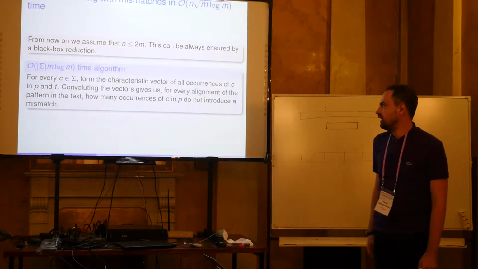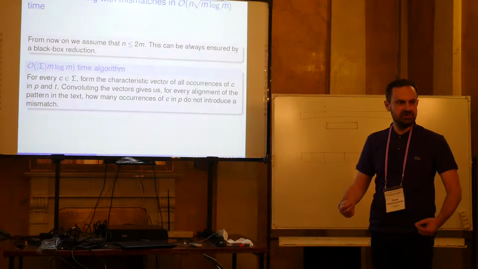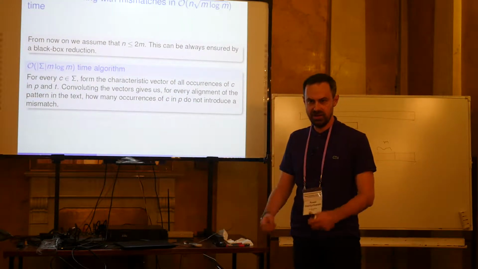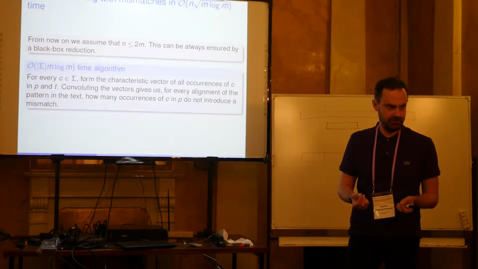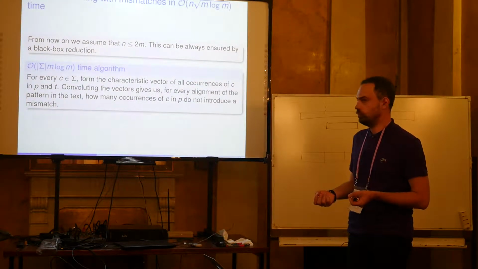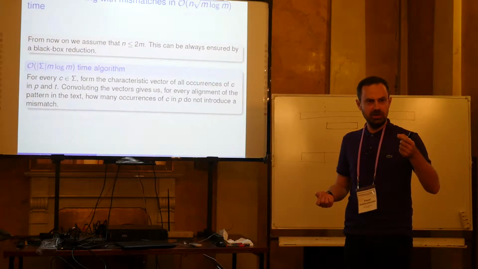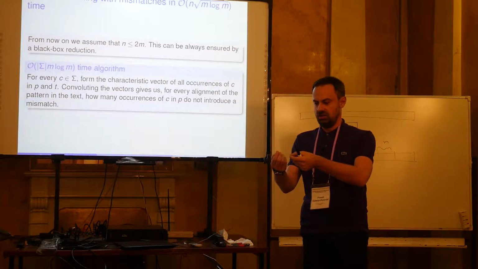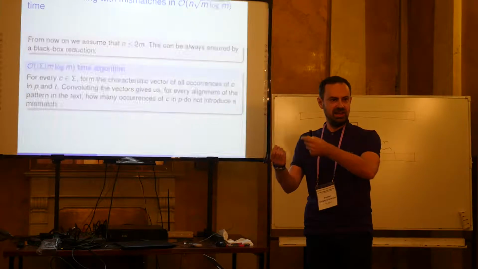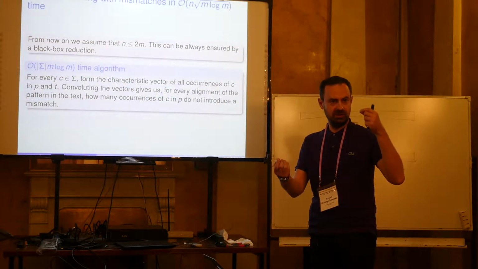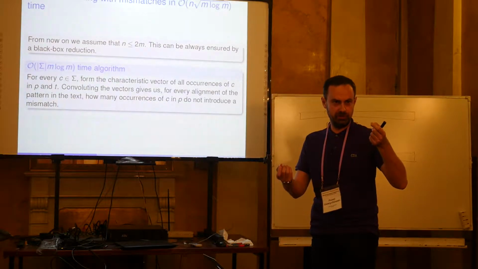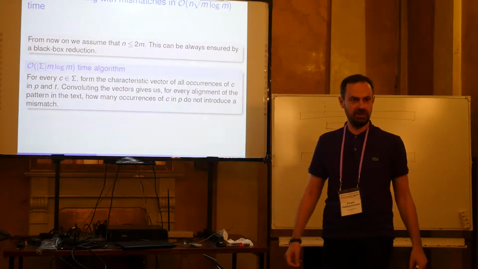So consider a character from the alphabet. C is a character from the alphabet. Look at your text and your pattern. Construct two vectors. In one of them, you put 1 when C occurs at the corresponding position of the text. So you look at your text. It consists of some characters A, B, A, D, C, right? And whenever you see a C, you put 1. If you see something else, you output 0. And that's how you construct a vector for your text.